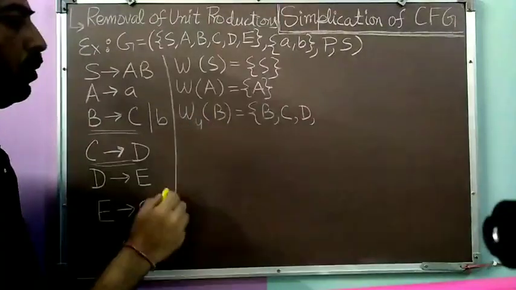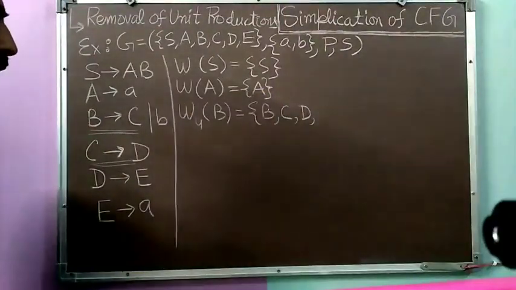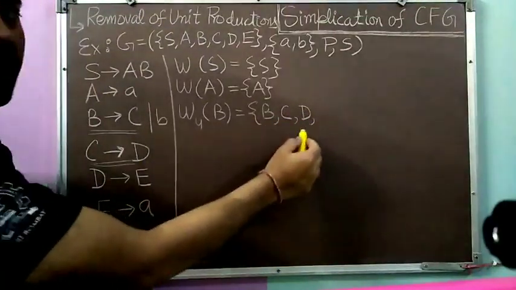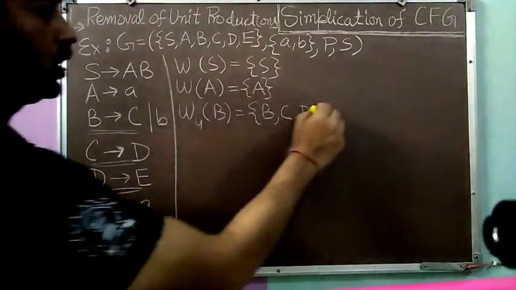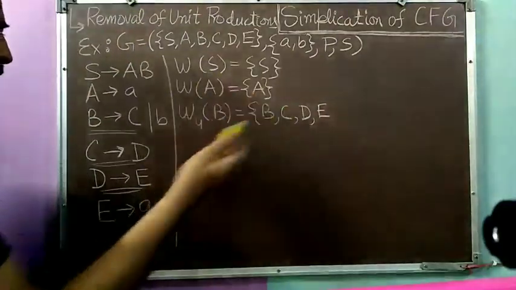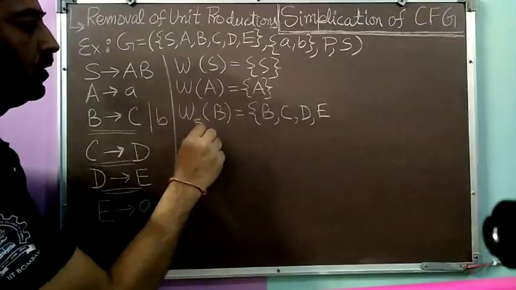So I will try to find W4. W4 will contain all the variables present in W3. Then I will look at the unit productions of this newly added variable D. D to E is a unit production, so E will also be included here. Then I have added a new variable, so I will try to find W5.